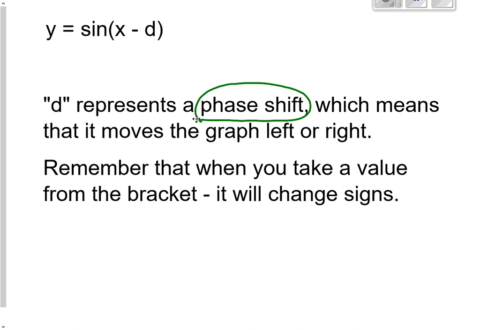And we have to remember that when we're taking a value outside of our brackets, of course, it changes signs, because what we're actually doing is we're taking whatever's in the brackets and putting it equal to 0, which means x equals d. So if it's negative in the brackets, when it comes out, it'll be positive. If it's positive in the brackets, when it comes out, it'll be negative. Okay? Just to remember that.